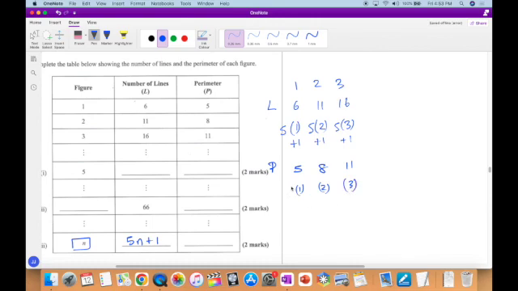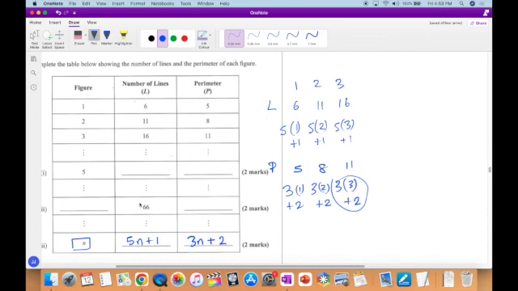So if we do 5, 5 times 1 is 5, and 5 wouldn't work for anything else. So we'll have to do 4. But 4 2s are 8, so let's try 3. 3 times 1 is 3, plus 2 is 5. 3 2s are 6, plus 2 is 8. 3 3s are 9, plus 2 is 11. They're all the same, so therefore this will be 3n plus 2.